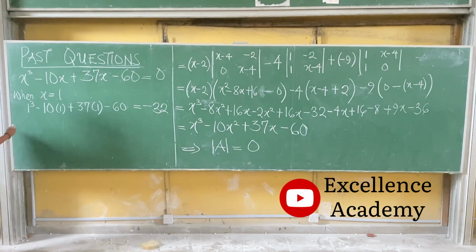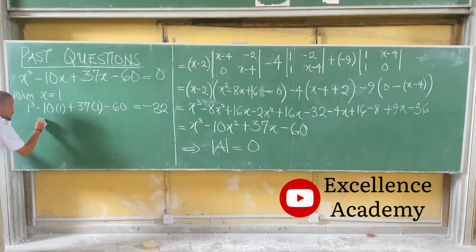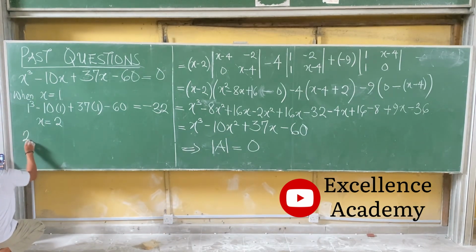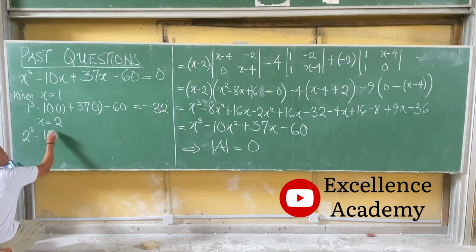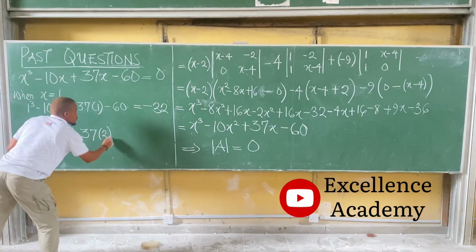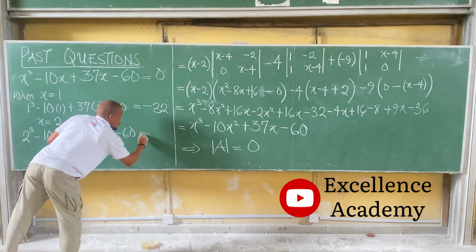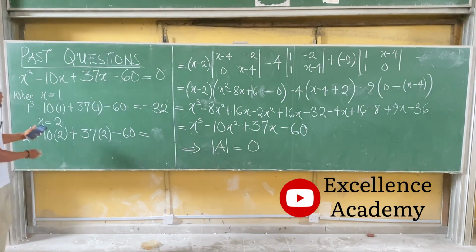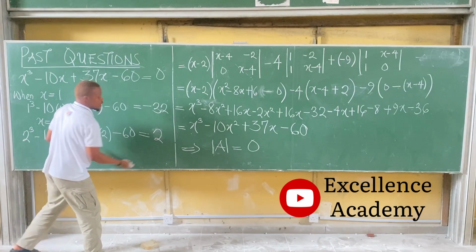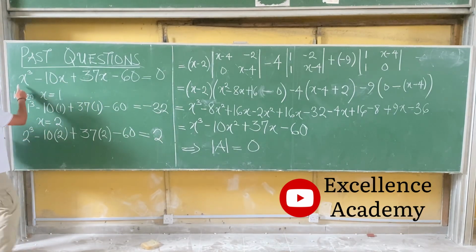Okay, let's try when x equal 2. When x equals 2, what do I have? I'm having 2 raised to power 3 minus 10. All right, let's simplify that. I'll have 8 minus 20, and this gives us 2. All right, so this is not equal to 0. This is our remainder. So there's a remainder. Therefore, 2 is not a factor of this polynomial.